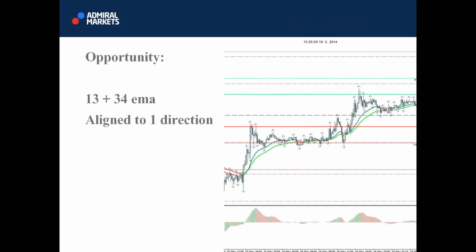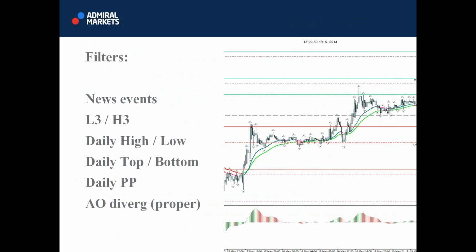What I mean with alignment is that they're both on top of each other for upside or below each other for downside. The 13 has to be above the 34 for upside. The 13 has to be below the 34 for downside. The faster one basically needs to be up front, right? So that we know that the most recent price action is pulling the faster one away from the longer term moving average.